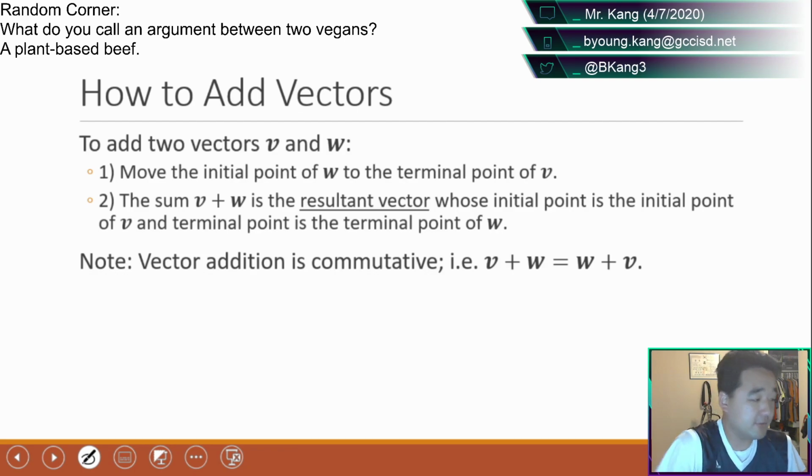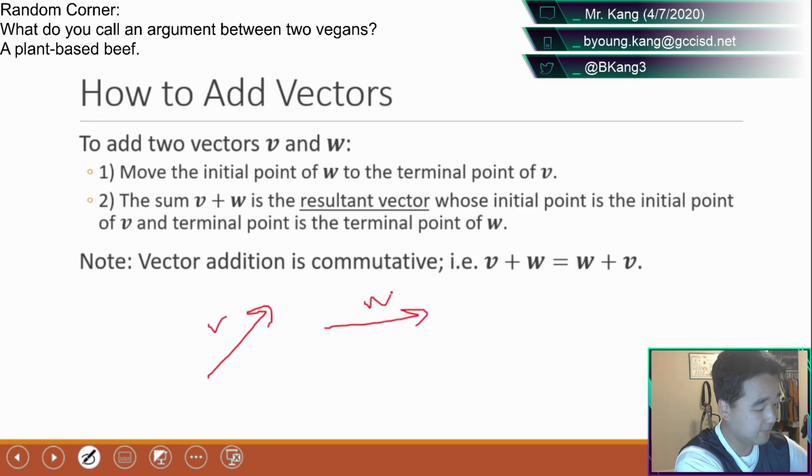So how do you add vectors together? You're going to take 2 vectors, v and w here. We'll just go ahead and draw a sketch. So you've got vector v, and you've got vector w, something like that. Now if you want to draw the result of adding them together, you're just going to take w, the second vector, and slide it over to where the beginning of w lines up with the end of v.